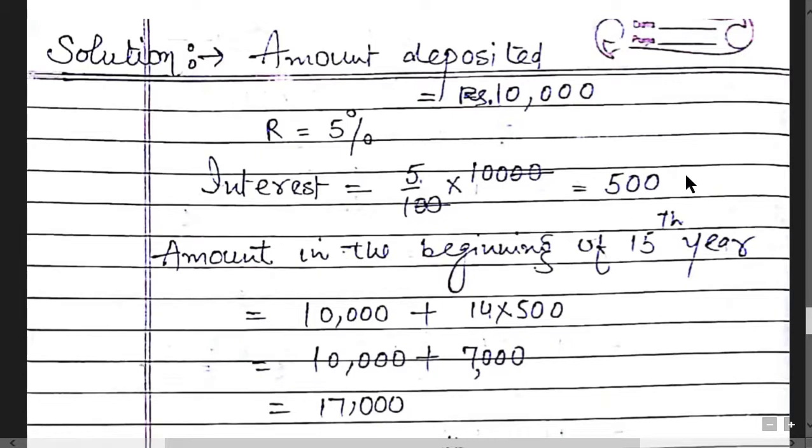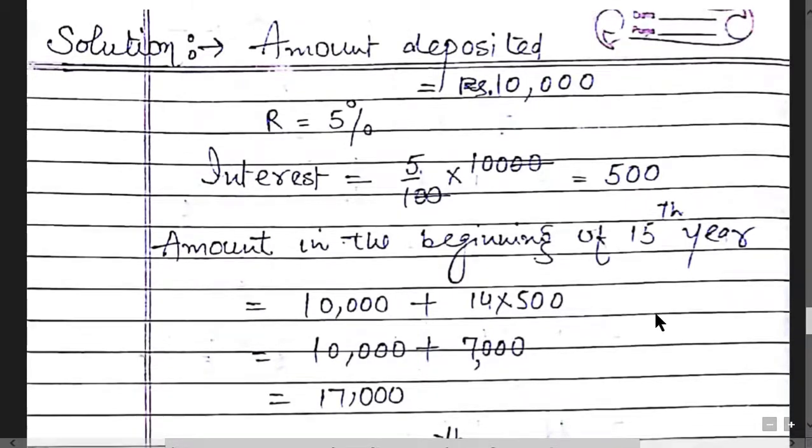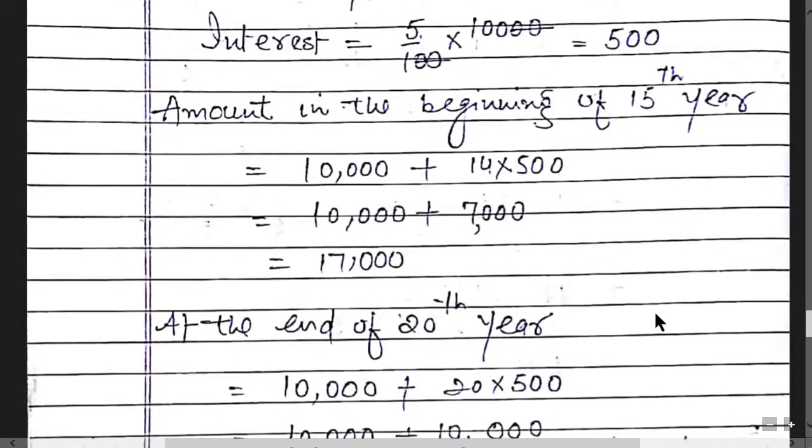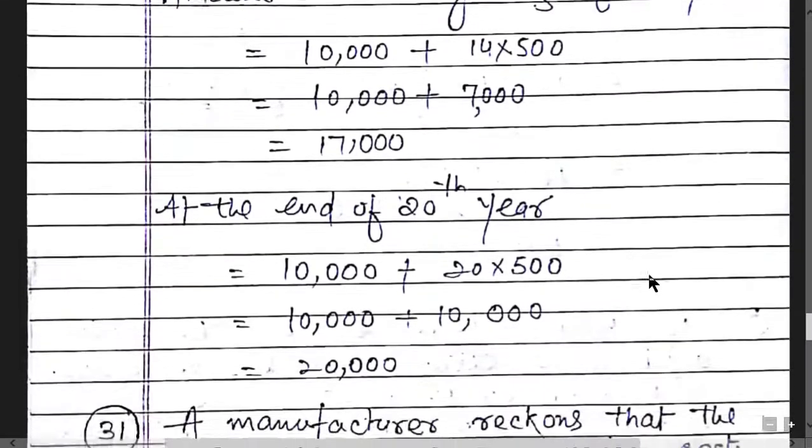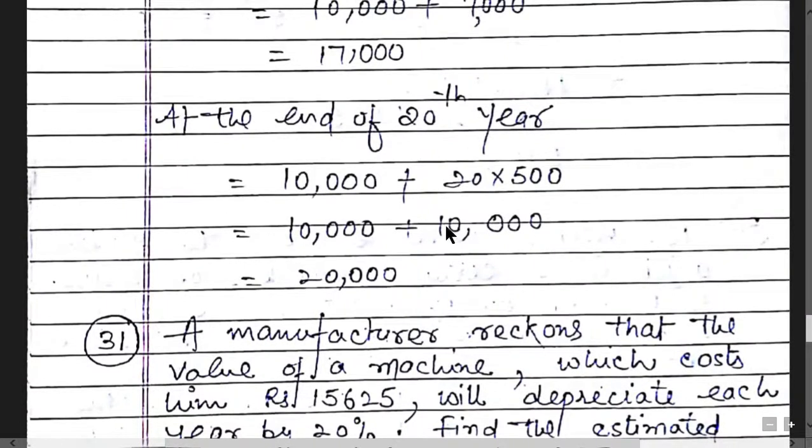Because it is simple interest, simply you can multiply 14 by 500 for the beginning of the 15th year. It is 7,000, it means 17,000 in the beginning of the 15th year, and 17,500 after 15 years. And what about at the end of 20 years? It's 10,000 plus 20 into 500. It's 20,000.